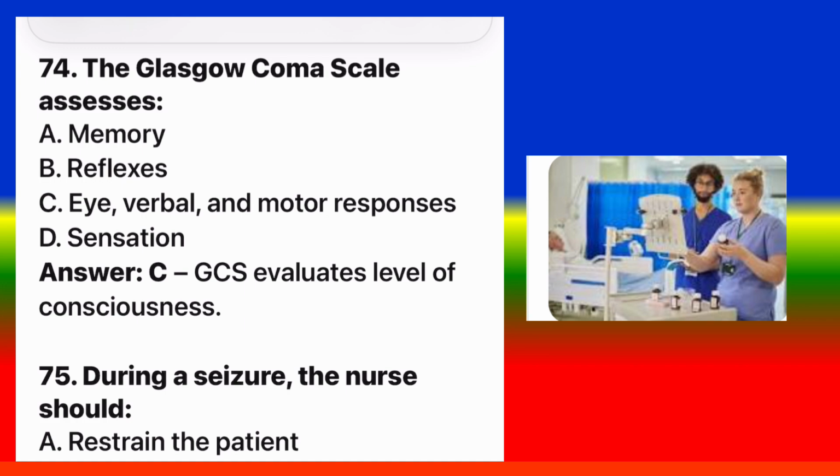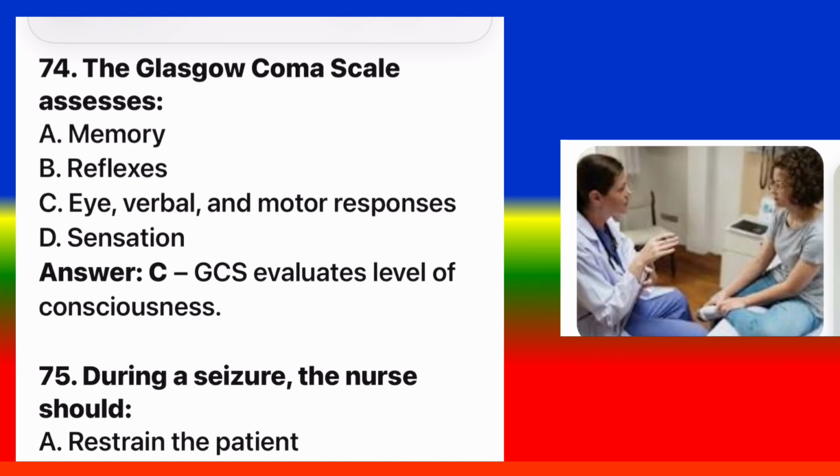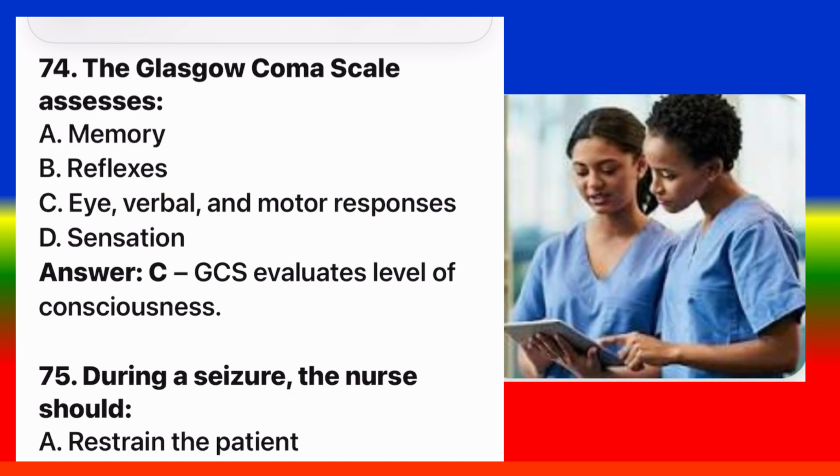74. The Glasgow Coma Scale assesses A. Memory, B. Reflexes, C. Eye, verbal, and motor responses, D. Sensation. Answer C. GCS evaluates level of consciousness.